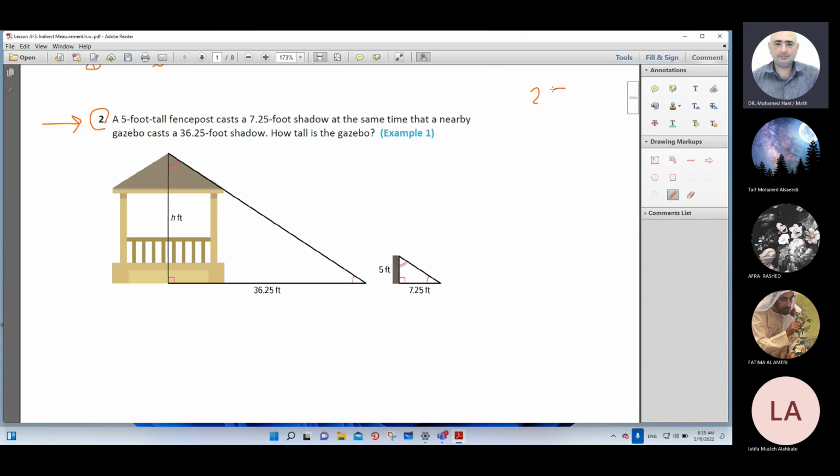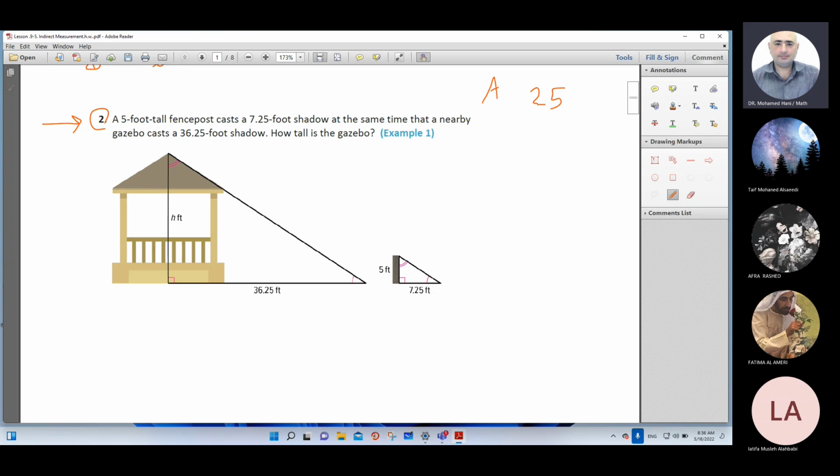So Afra said 25. Thank you, Afra. Who has a different answer? Are the two triangles here similar or not? Not similar? Why? Congruent means the same size, but similar does not mean the same size. Maybe the same size, maybe a different size, but the same shape.